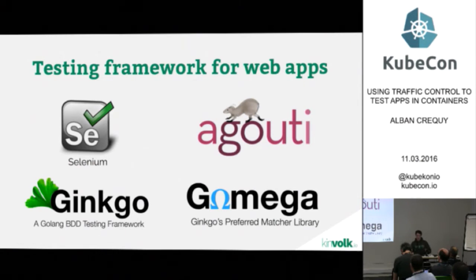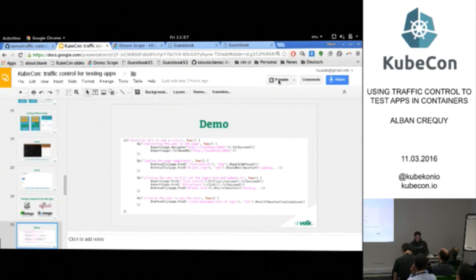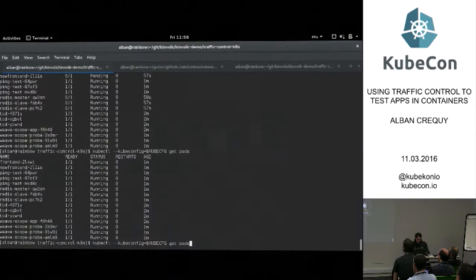I have some code running, Agouti. It's Go code looking like that, where I can describe each step. So first I'm going to a specific web page, and then I'm waiting for the HTML page to contain some HTML element. And then I'm adding some message, and then waiting until it's fully sent.